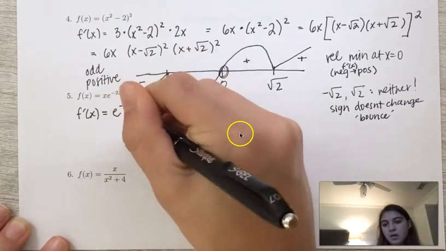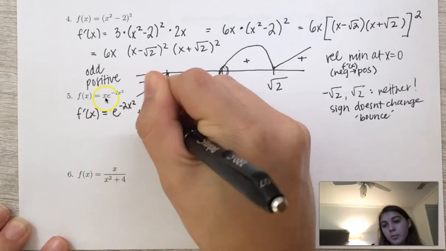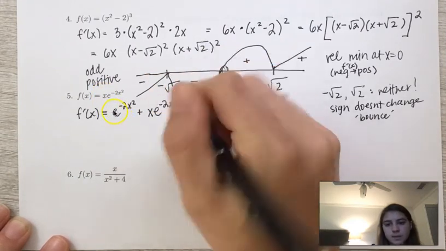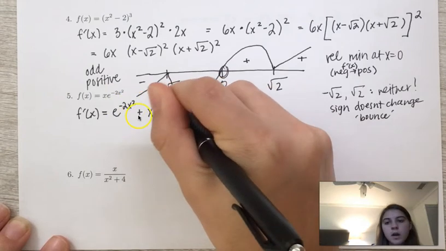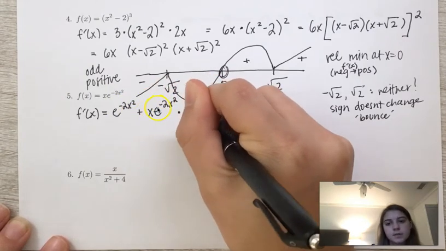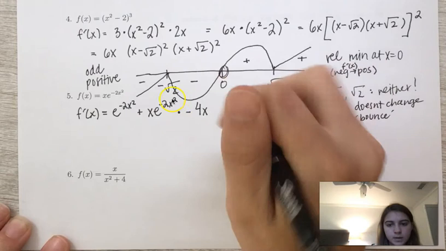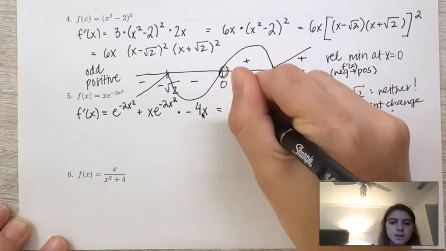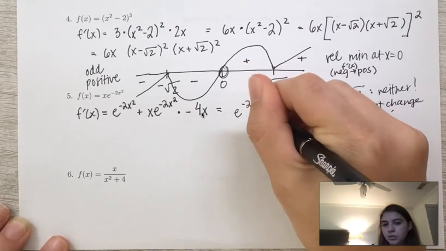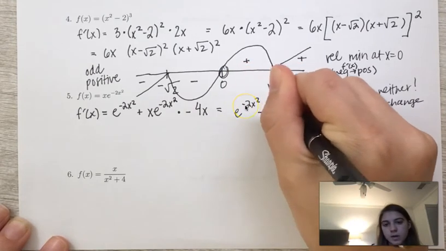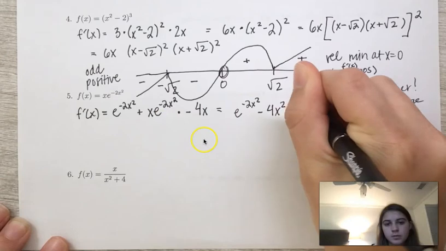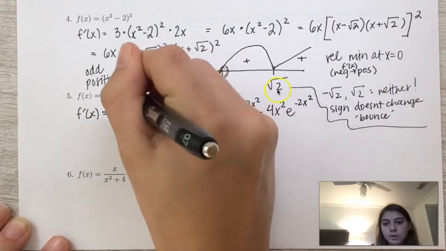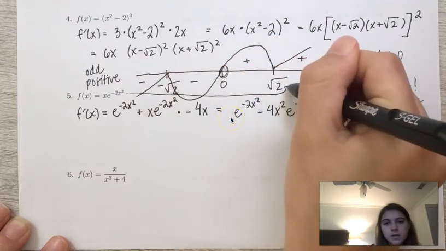For number 5, start with our derivative. This one's a product rule. So we have 1 times e to the negative 2x squared plus x times the derivative of this, so we get our chain rule here to get negative 4x. And then we keep this e to the negative 2x squared and multiply. So we have minus 4x squared times e to the negative 2x squared.